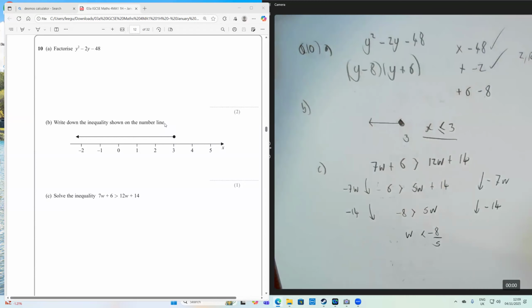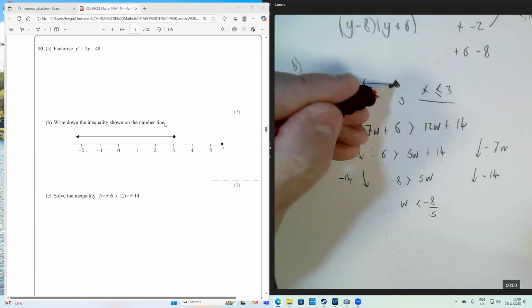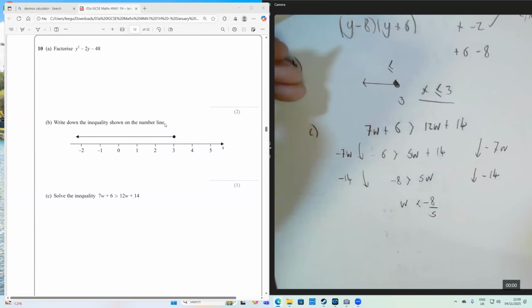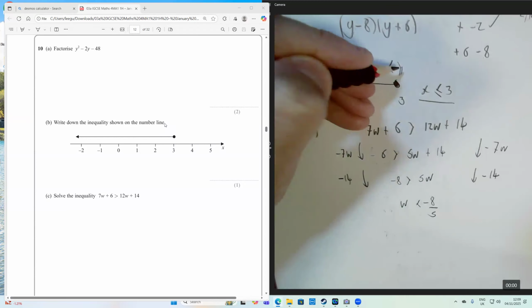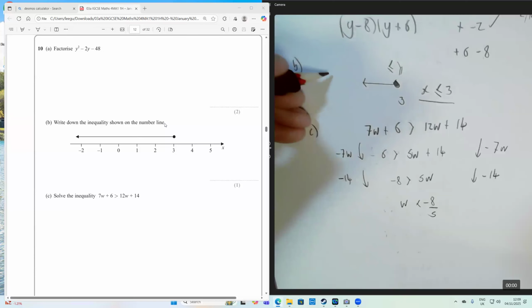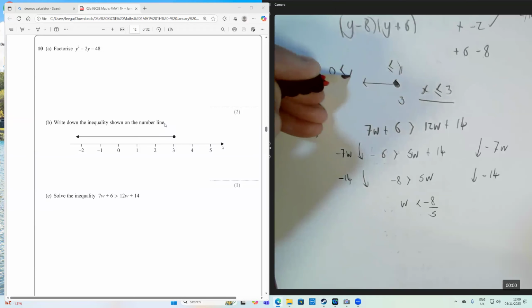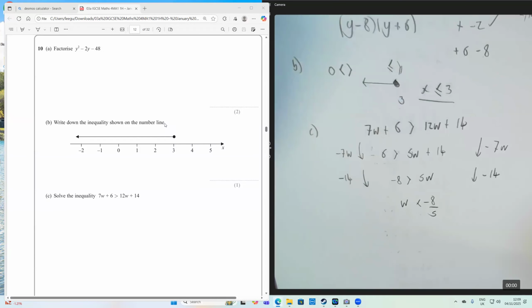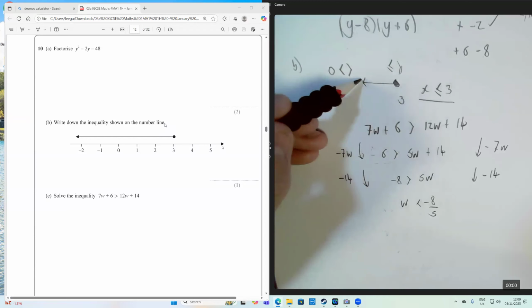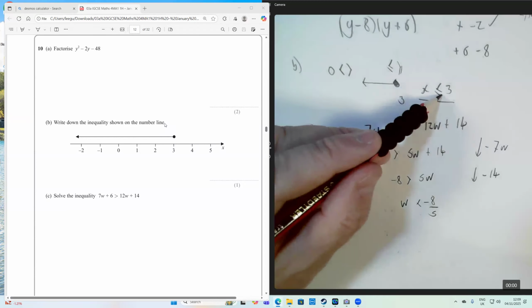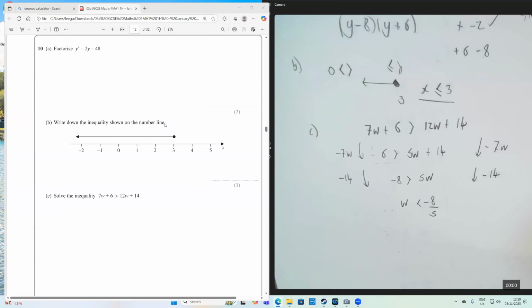Okay, part B, write down the inequality shown on the number line. First of all, we need to notice we've got a coloured in dot. When you have a coloured in dot, it means that you have a less than or equal to or a greater than or equal to symbol. When it's not coloured in, it just means it's either less than or greater than. It's pointing to the left, so it means that x is going to be less than or equal to 3.